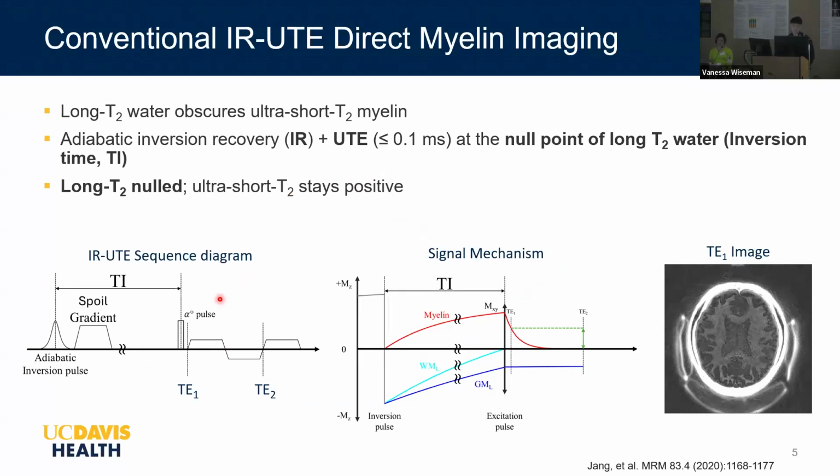This is an IR-UTE sequence diagram, and this is the signal mechanism. First, we apply an inversion recovery pulse, and then we acquire UTE data at the null point of white matter. As you can see, this is an IR-UTE image. Myelin remains, the myelin signal and minor long T2 signal here.